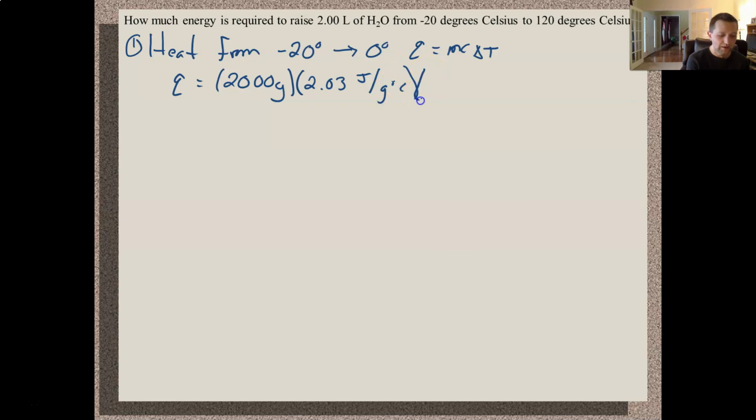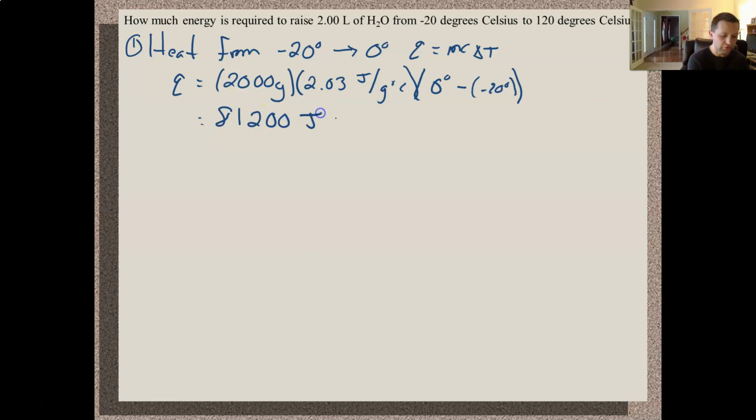Okay. My delta T is going to be T final minus T initial. So I have 0 Celsius minus negative 20 Celsius. And I get my answer. So I'm just going to tell you what it is, so you can type it into your calculator without making a dumb mistake, obviously. And you're going to get, in terms of joules, 81,200. All right, so that's a lot of energy.